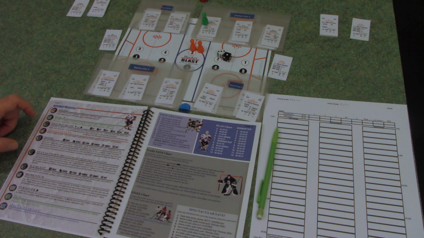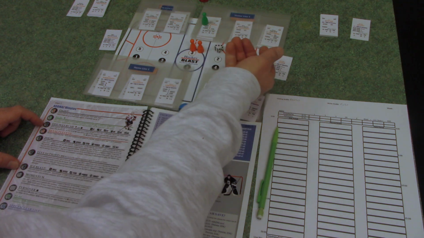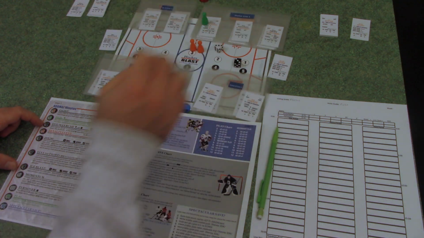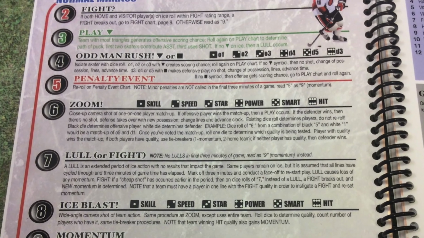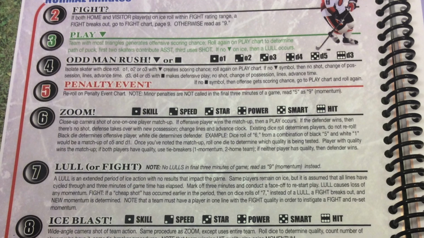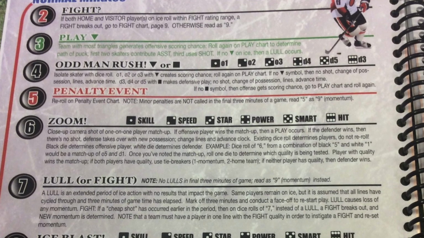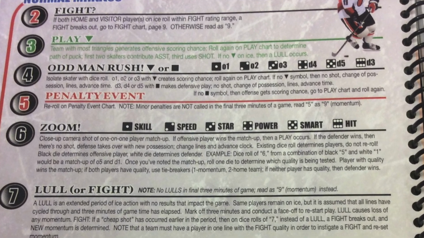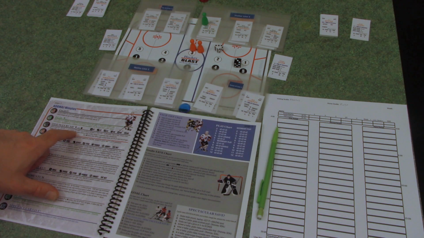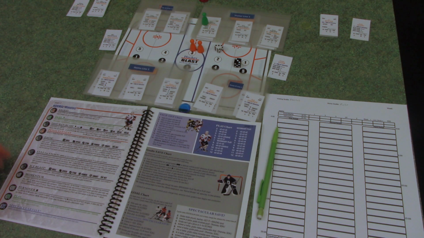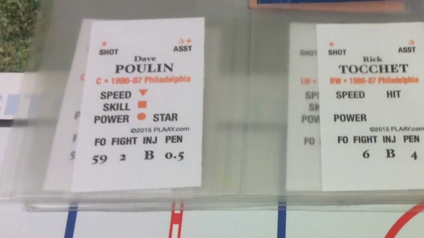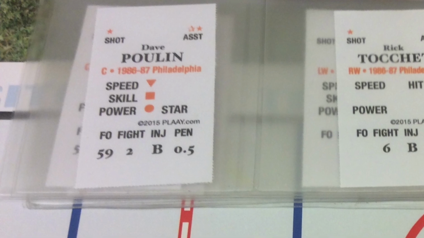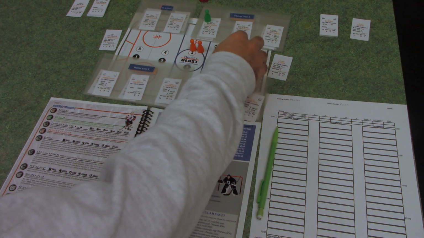So this time we roll a total of 4, which is the odd man rush. So we're going to roll the black die again for this one, and it's going to tell us which player we're looking at. So in this case we rolled a 3, so we're going to look at the offensive player in the number 3 slot. So that's the center, Dave Pullen. And it asks if he has the triangle, which is the play creation skill. And we see that he indeed does have that. And so that's going to create a scoring chance for Philadelphia.